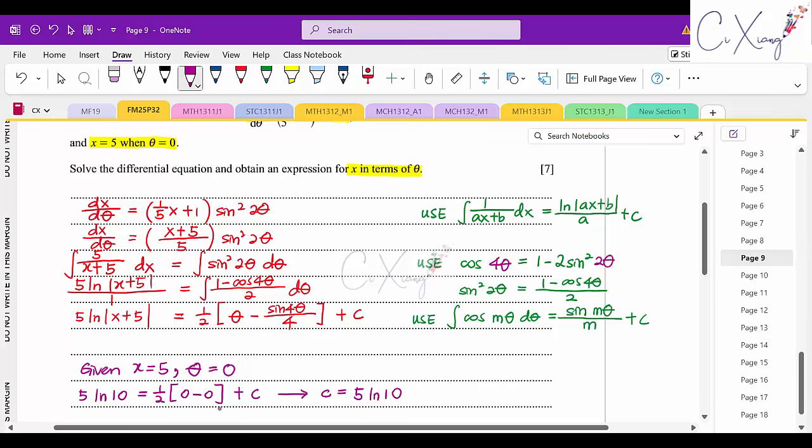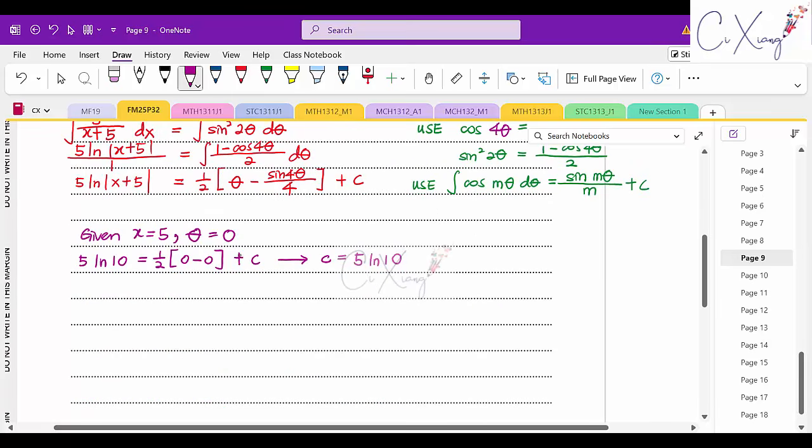Okay, then this is not my final answer yet, because if you try to read the question again, they ask you to solve the equation. At the same time also, they want you to obtain an expression x in terms of theta. So x in terms of theta means what? Means that you have to rewrite your equation again. Okay, so let's start.